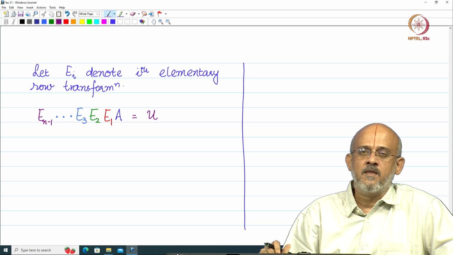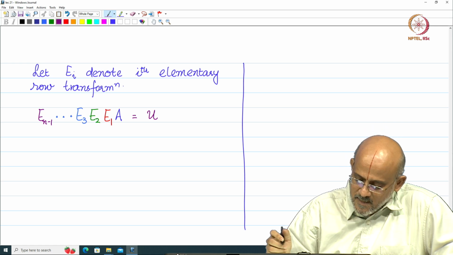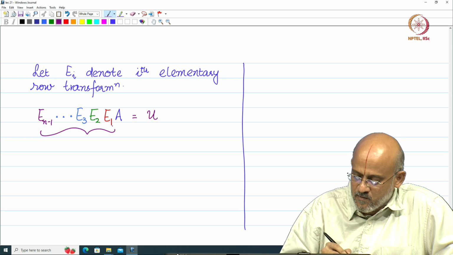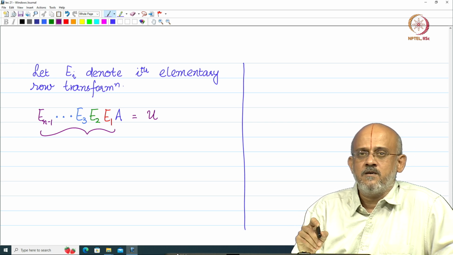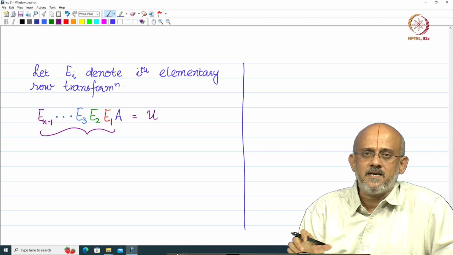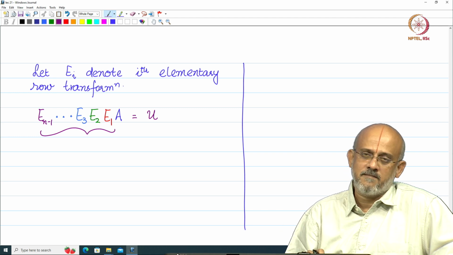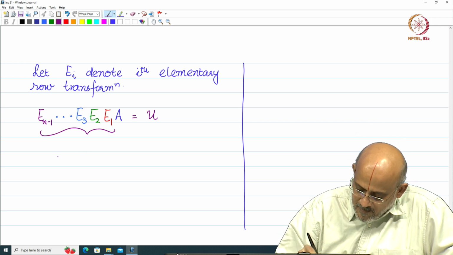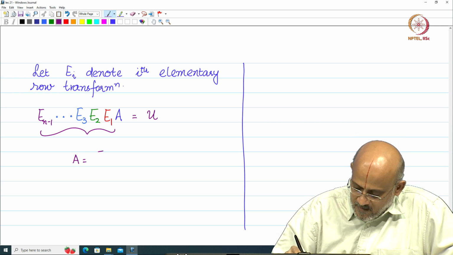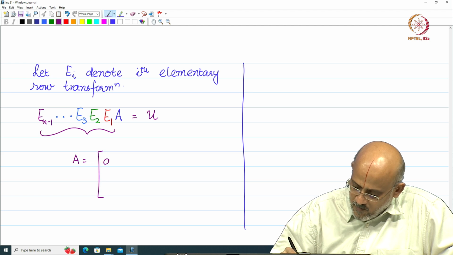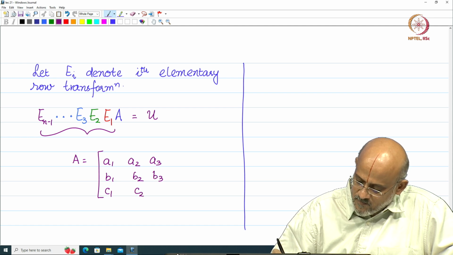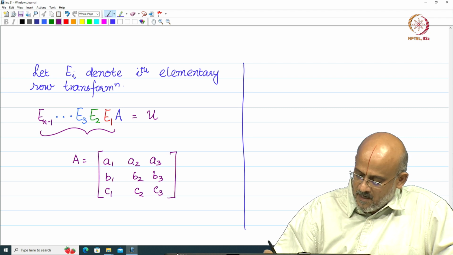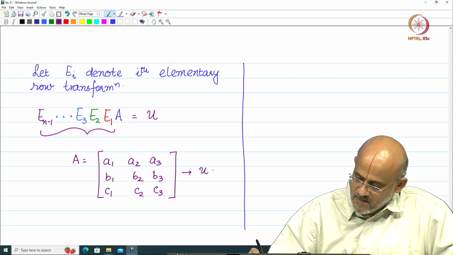Now, what is interesting is all these matrices that we use, E1, E2, En minus 1, if you look at the product of all these matrices, that will give a lower triangular matrix. Let us take a simple case. Say, for example, I have this matrix A, which is A1, A2, A3, B1, B2, B3, C1, C2, C3. I want to go from here to a matrix U, which is an upper triangular matrix.